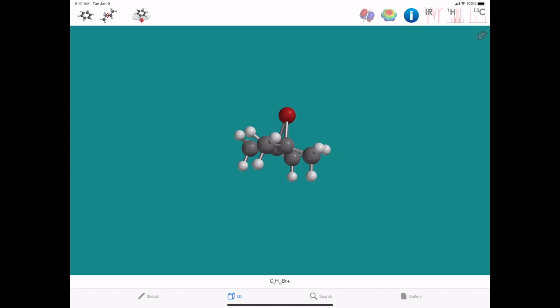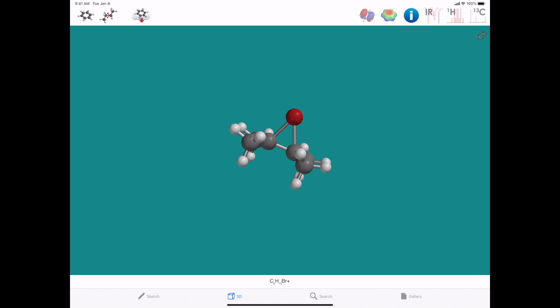That's pretty. Sort of looks like an epoxide. But you can see that relative to the size of the carbon, the length of the carbon-carbon bonds, that carbon-boron bond is quite a bit longer.